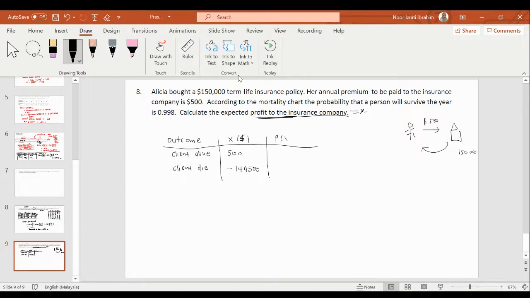And what is the probability? The probability is given. The person will survive is 0.998, and the other one becomes 1 minus 0.998, which is 0.002. So to find E of X, it will be 500 multiplied by 0.998 plus negative 149,500 multiplied by 0.002. Then this will give you $200.